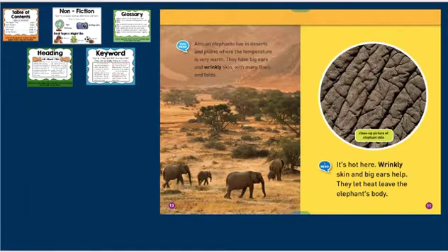African elephants live in deserts and plains where the temperature is very warm. They have big ears and wrinkly skin with many lines and folds. Do you see the bold word on this page? Wrinkly. It's hot here. Wrinkly skin and big ears help. They let heat leave the elephant's body. So here's a label by this photograph, and it says it's a close-up picture of elephant's skin.